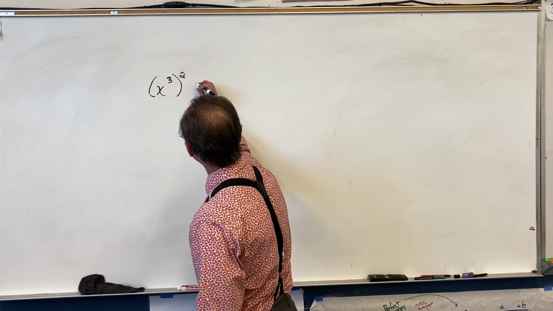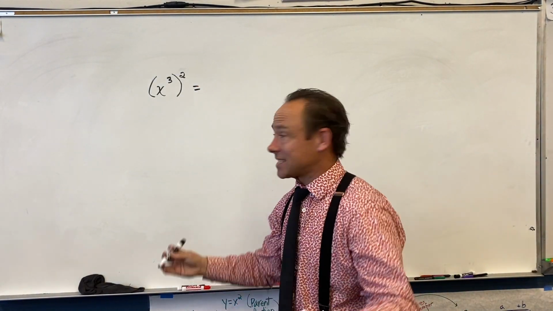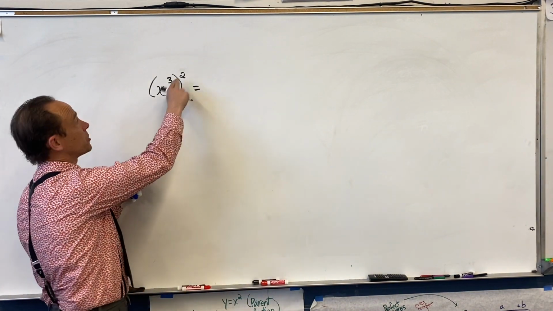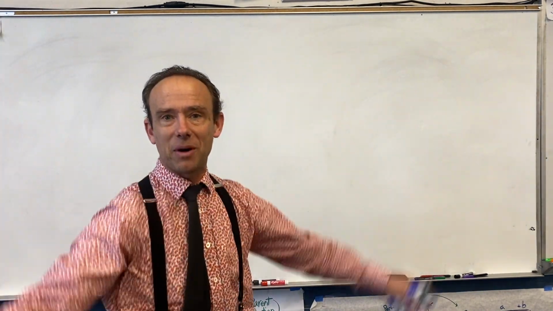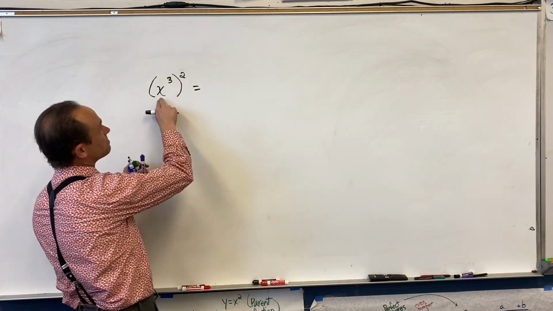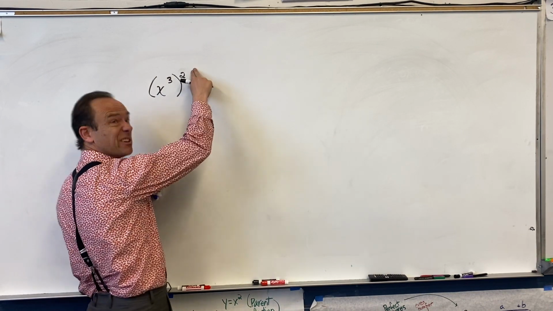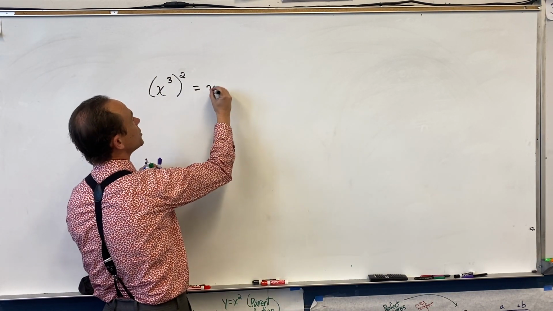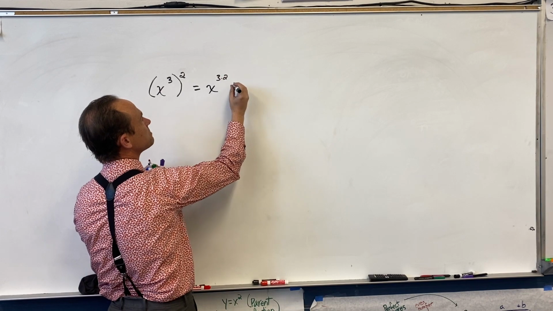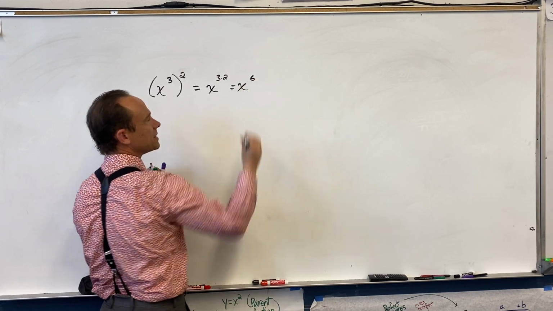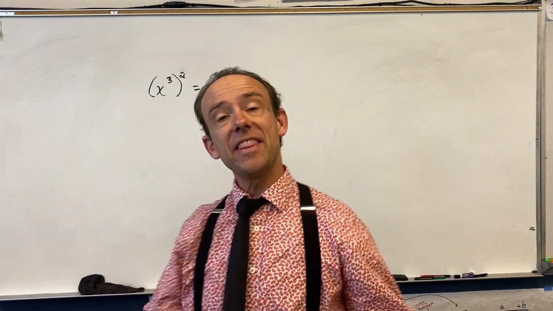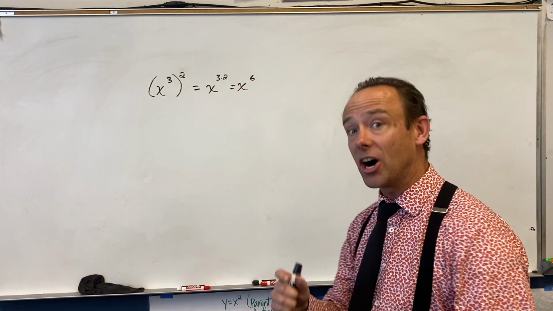So the power rule basically just says this: if you're going to take an exponent and raise it to yet a higher exponent, I mean, this base is raised to the third power and then raised to the second power, you multiply those exponents. Beautiful.